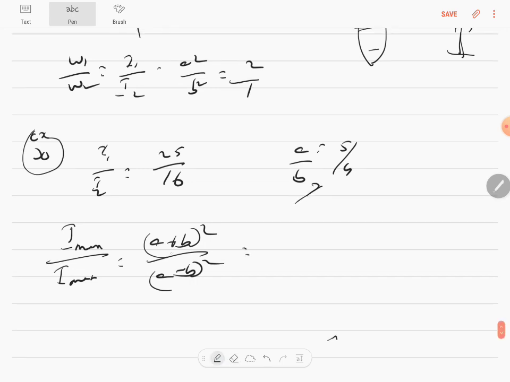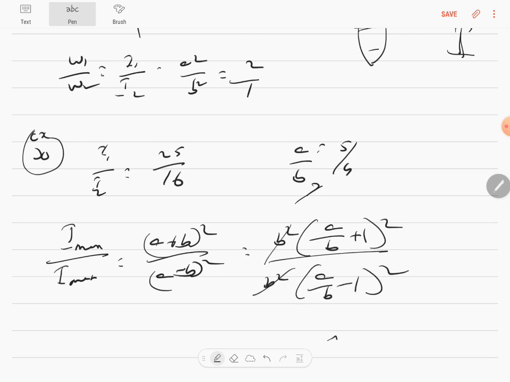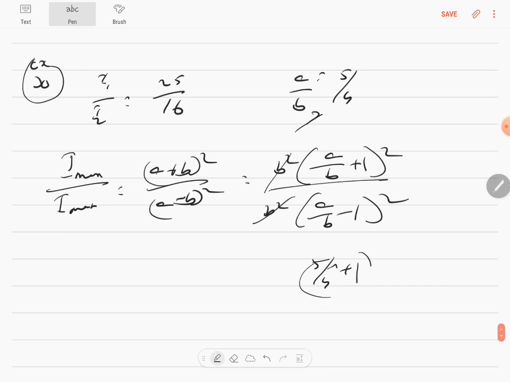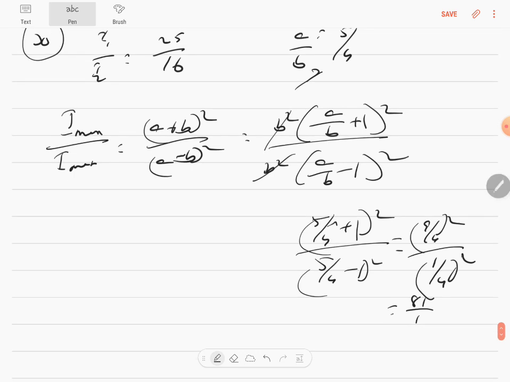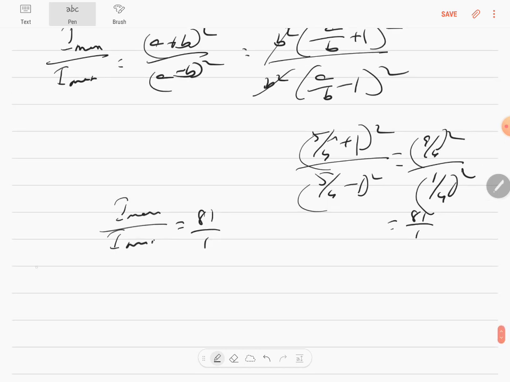So what I'll do is take a B out. If I take B square out from here, A by B plus 1 the whole square; take B square out to get A by B minus 1 the whole square. B square by B square gets cancelled. 5 by 4 plus 1 the whole square by 5 by 4 minus 1 the whole square, which is 9 by 4 the whole square by 1 by 4 the whole square. So it's 81 is to 1. The ratio of the maximum intensity to minimum intensity is 81 is to 1. So let's go to the 31st question.